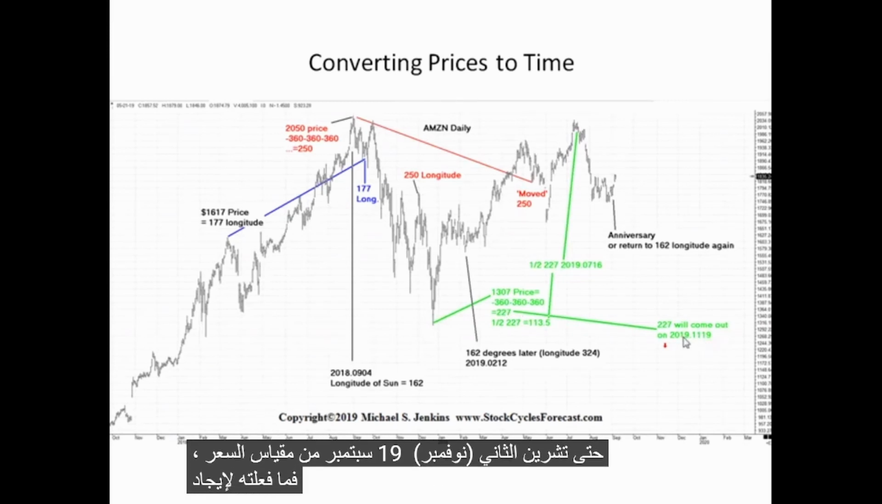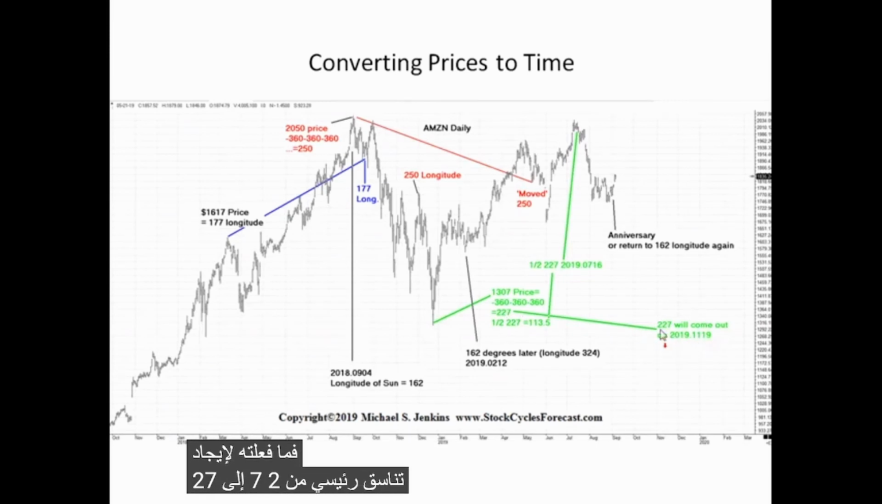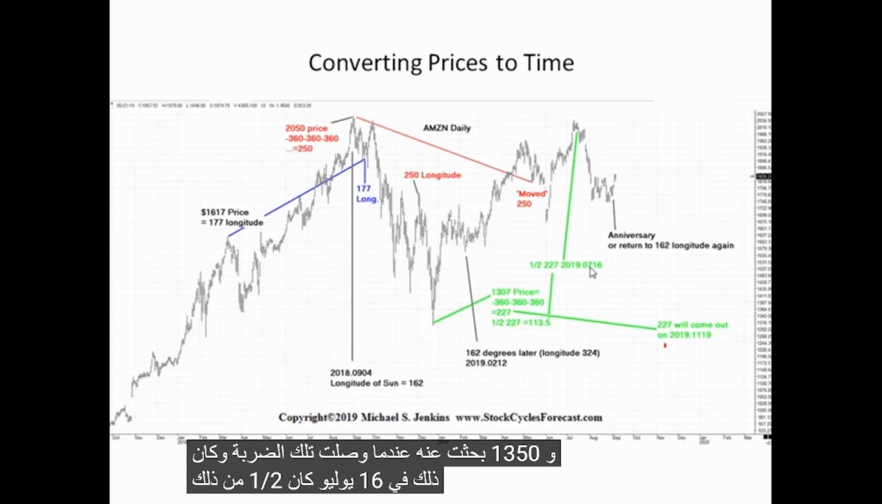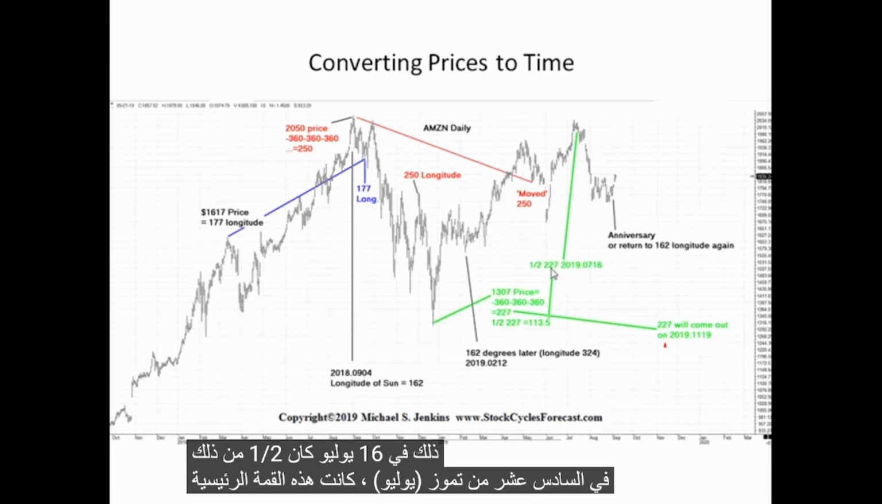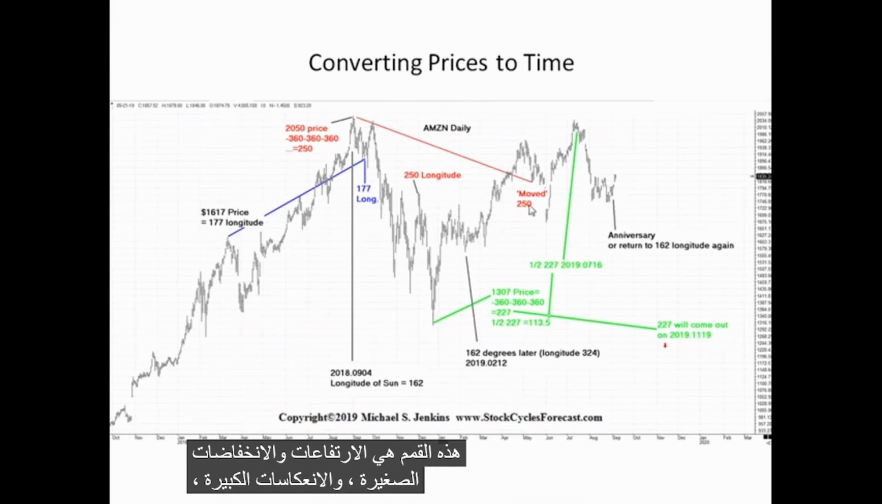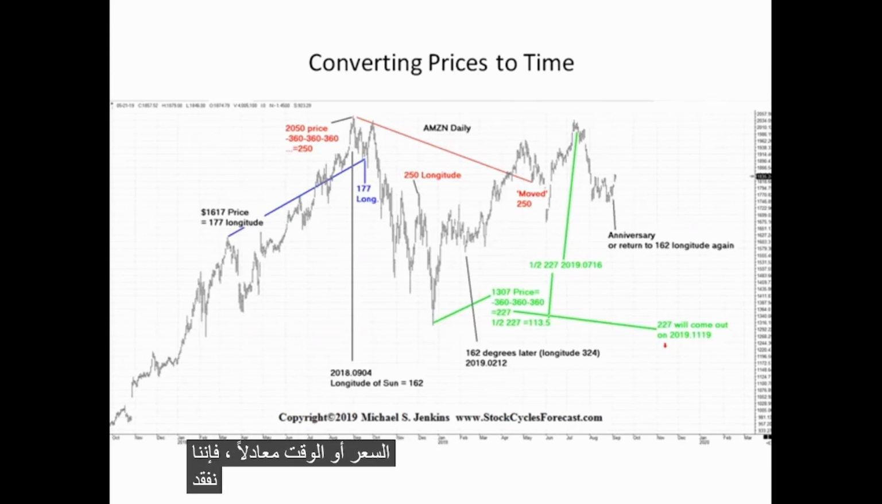So what I did to find a major harmonic of 227, I took 1/2 of it to get 113.50. I looked up when that hits, and that hits on July 16th, and July 16th was this major top right there. So we are seeing every one of these peaks, the highs and lows, the little reversals, the big reversals. Here's an anniversary date again of the top when it returns back to 162 every year. We find out on the dates when the price or the time is equivalent, we get reversals in the market.